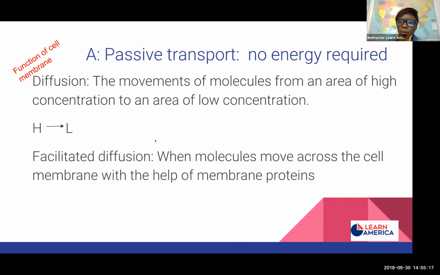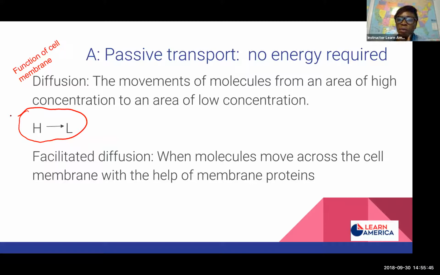In passive transport, no energy is needed. So energy is not required for this process because molecules will go from an area of high to an area of low concentration. And so the molecules will naturally move from the area of high to low concentration. So it's not necessary for energy to move materials from high to low.